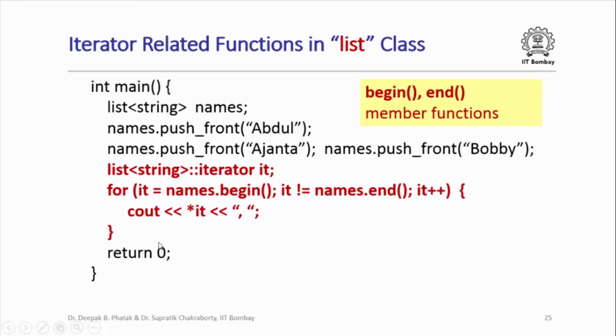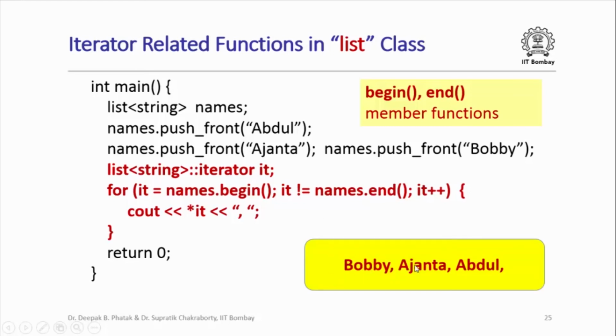So if I execute this code, noting how my list was formed, Bobby was at the front, then was Ajanta, and finally was Abdul. So I'm going to get Bobby, comma, Ajanta, comma, Abdul, comma. The last comma comes because of this comma over here. So that's what is going to get printed out.